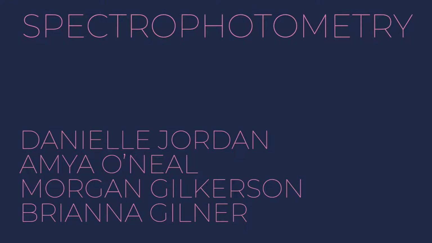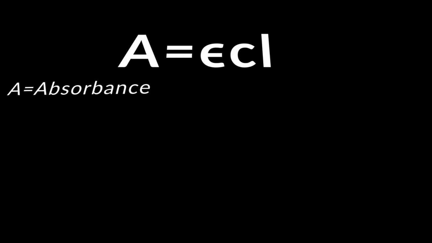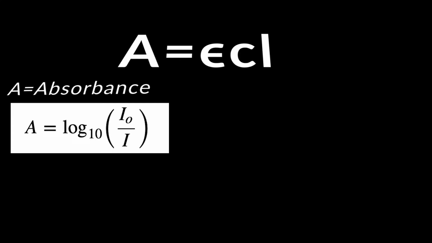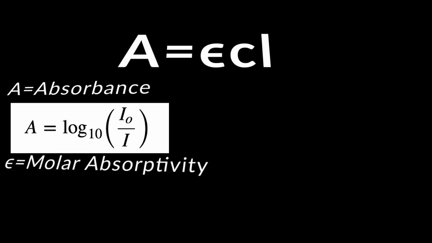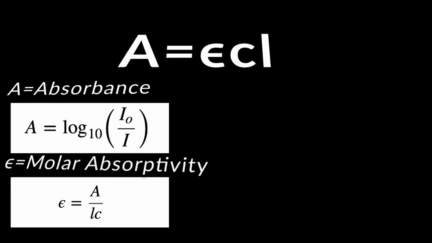by talking about Beer-Lambert's law, which is this formula, where A is for absorbance and can be found using this formula, where I0 is the intensity and the denominator is the wavelength. Next up is epsilon, which is the fifth letter of the Greek alphabet and represents molar absorptivity, which is how strongly the solution absorbs the light at a specific wavelength, and can be found using this formula.